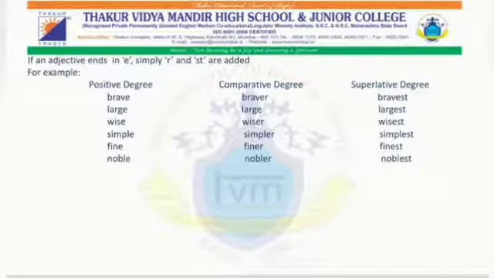If an adjective ends in e, simply r and st are added. For example, here the word brave is ending in e, so we add only r in the comparative degree and we get the word braver. And we add only st in superlative degree, so we get the word bravest. Same way we get large, larger, largest, wise, wiser, wisest, simple, simpler, simplest, fine, finer, finest, noble, nobler, noblest.